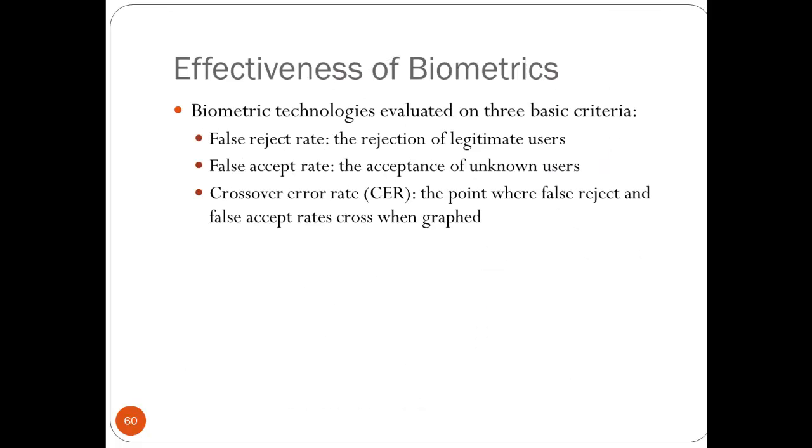A couple of things that we have to be concerned about when we talk about biometrics and the effectiveness are the false reject rate, or the rejection of legitimate users, and the false acceptance rate, or the acceptance of unknown users. And then there's the crossover error rate, the point where the false reject and false accept rates cross when graphed. This is the most important overall measurement of accuracy of biometric systems. Because of its cost, we want to make sure that we're getting the best bang for our buck, and you want to be aware of those three rates: the false reject rate, the false accept rate, and the crossover error rate.